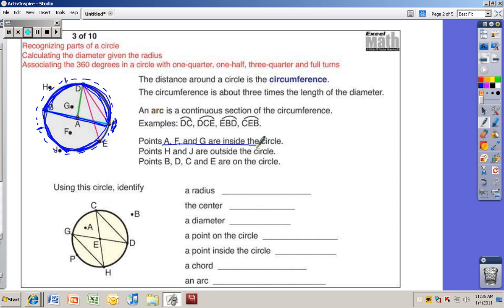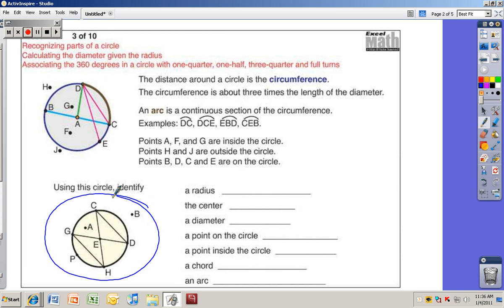Points A, F, and G are inside the circle. Here's G, here's A, here's F. Those are all inside the circle. Points H and J are outside the circle. And B, C, D, and E are all on the circle around here. Now let me get this mess out of the way. And I'm going to have you do this next part down here. Using this diagram, you need to identify one of each one of these. You do not need to identify all of them, only just one example of each. Pause the video while you're working on that. Turn it back on when you're ready to see the solution.